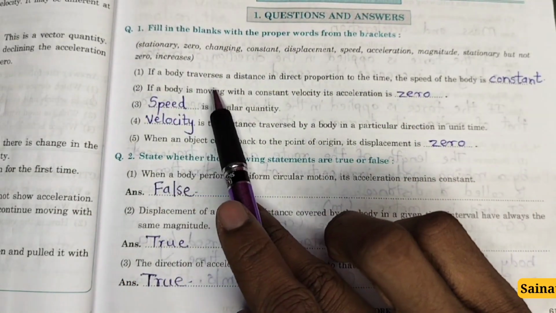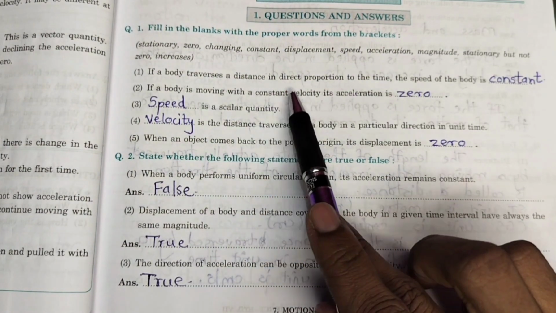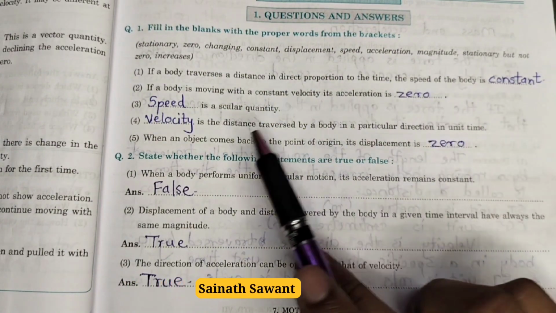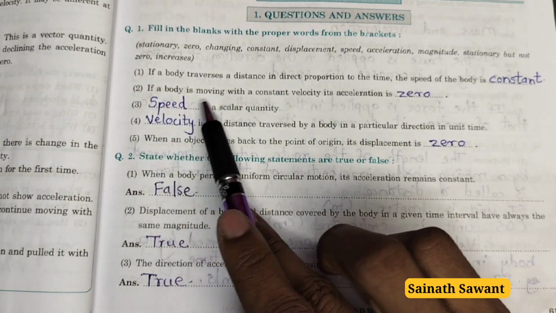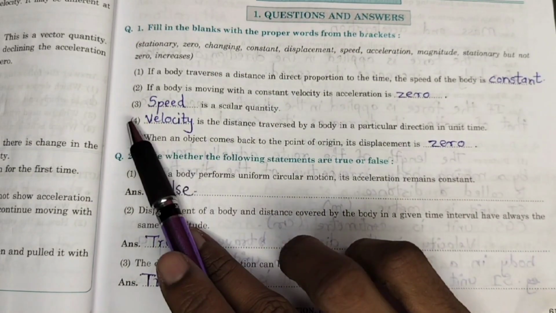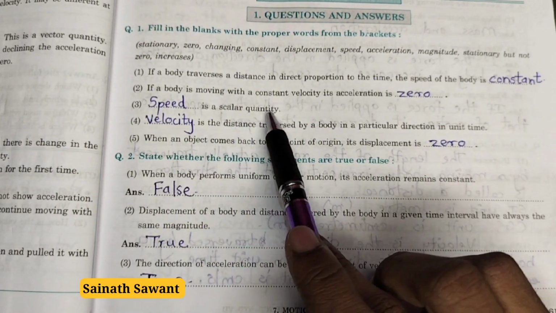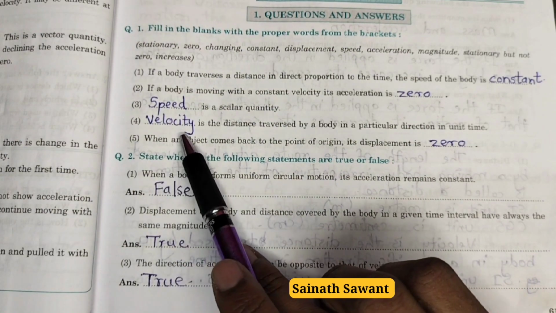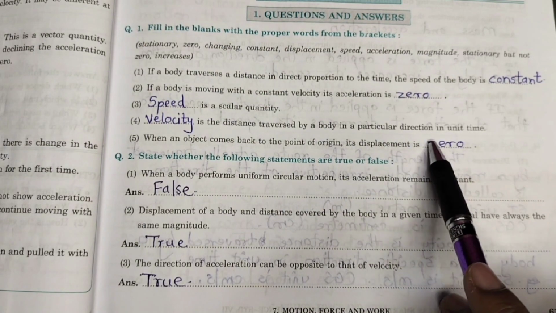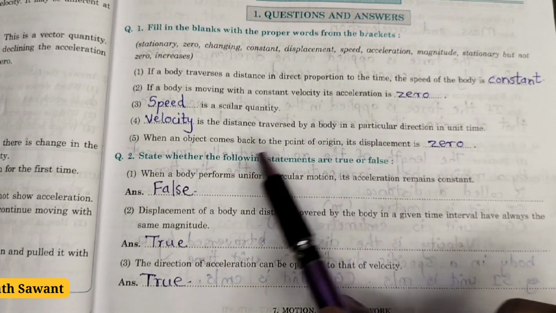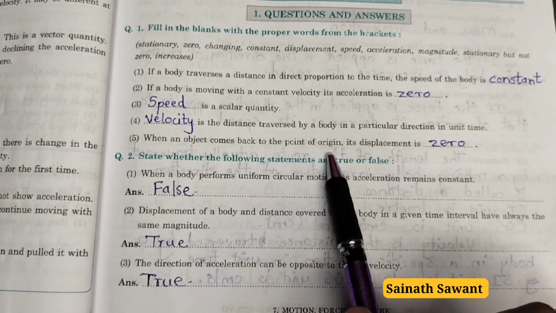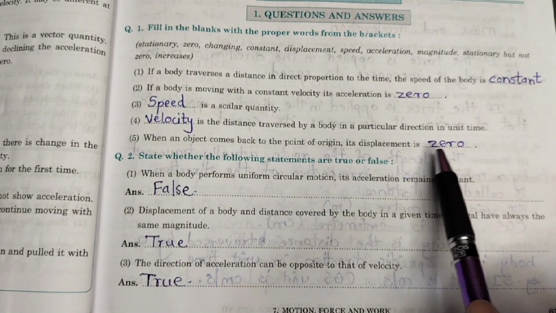First, if a body transfers a distance in a direct proportion to the time, the speed of the body is constant. Second, if a body is moving with a constant velocity, its acceleration is 0. Third, speed is a scalar quantity. Fourth, velocity is the distance traversed by a body in a particular direction in a unit time. Fifth, when an object comes back to the point of origin, its displacement is 0.